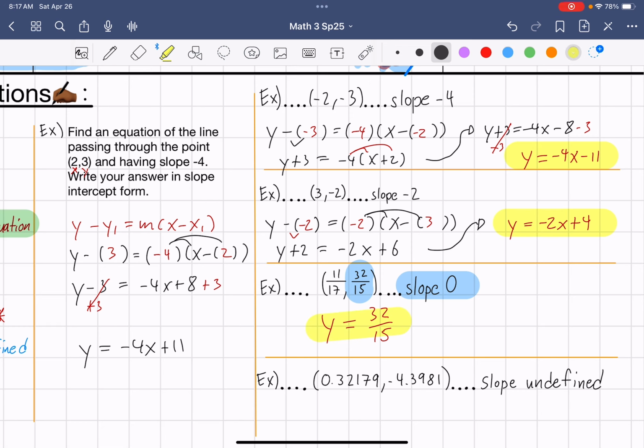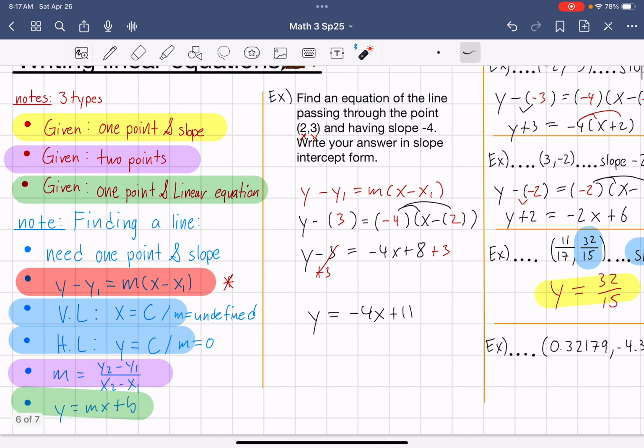And it's in slope-intercept form because the y is isolated. Remember, slope-intercept form is y equals mx plus b. Sure, it might not have x, but the y is still isolated.